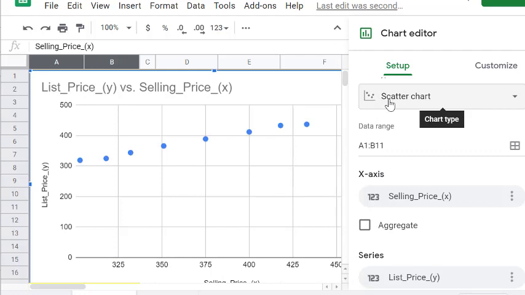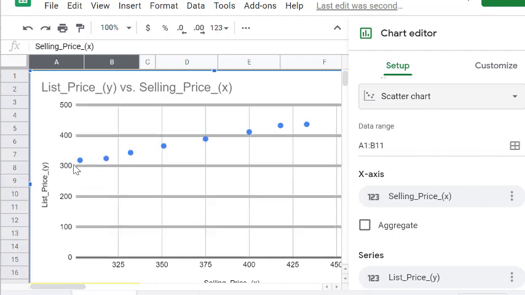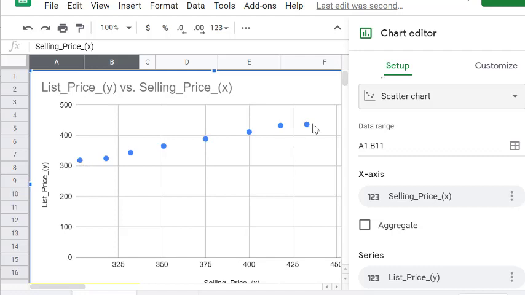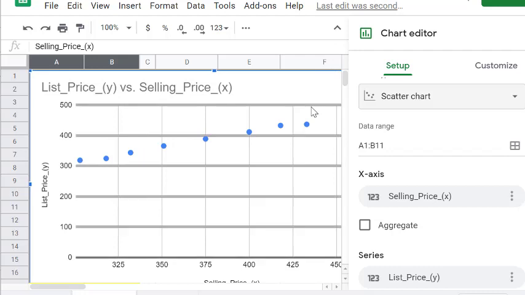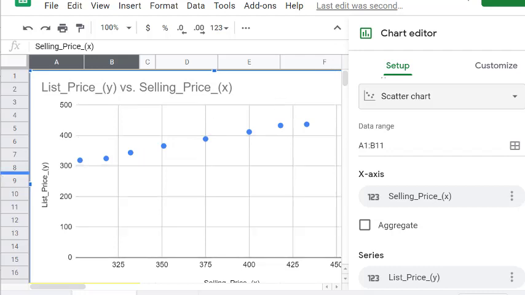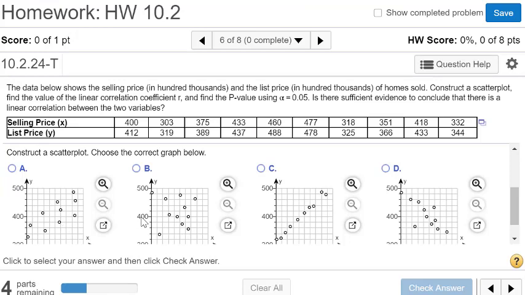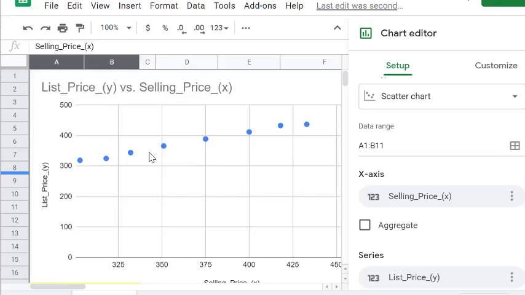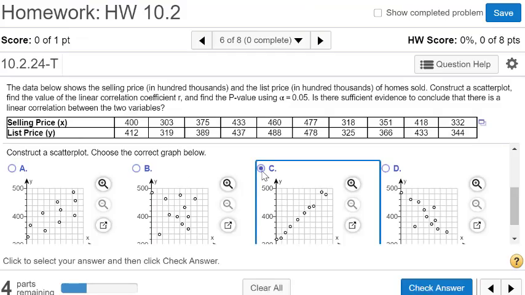They call it scatter chart, and it looks like our numbers go very close to a straight line, in a positive direction, going upward. So let's take a look at the choices. We have D, which is going downward, and B, which is really scattered all over the place, and then A and C look like they would be good candidates. And if we take a look at our chart again, it looks pretty tight, pretty close to a straight line, so I think I will choose C for this one.